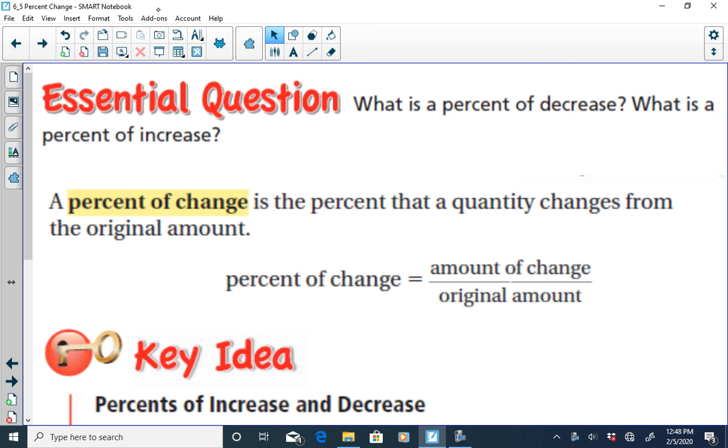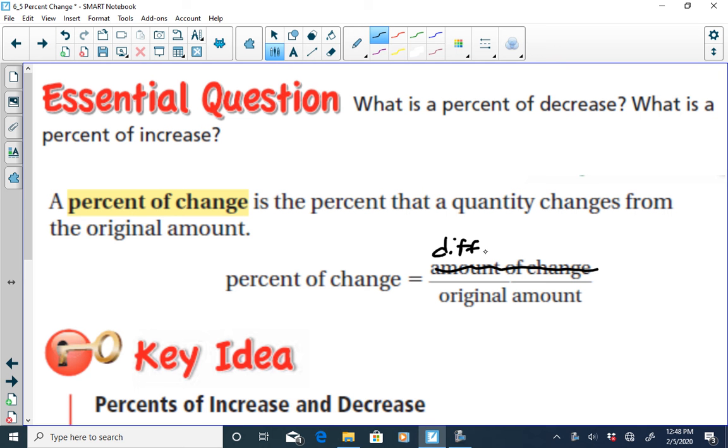Our lesson today is to be able to find the percent increase, percent decrease, and also the percent of error. When we find percent change, we use a formula. The percent change is equal to the amount of change over the original amount. I like to use a different term instead of amount of change. I like to use the word difference, because it gives us more of a clue as to what operation we're going to have to use.